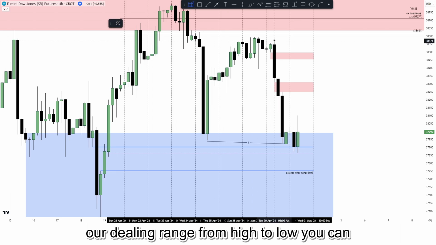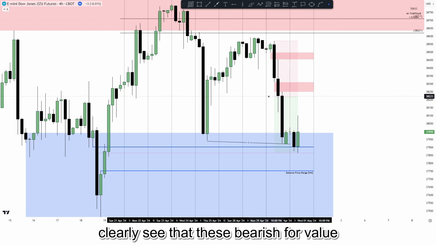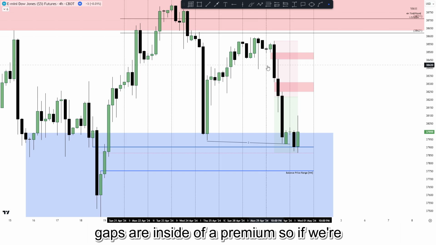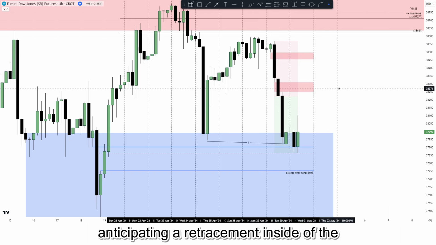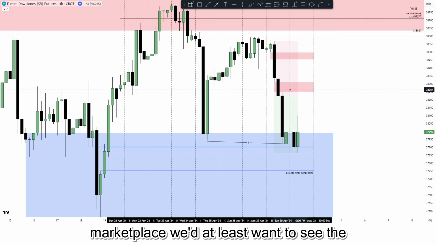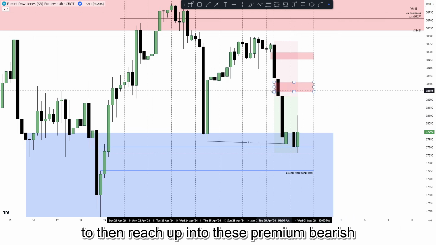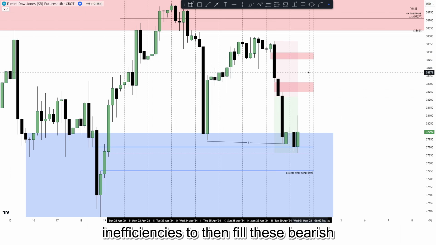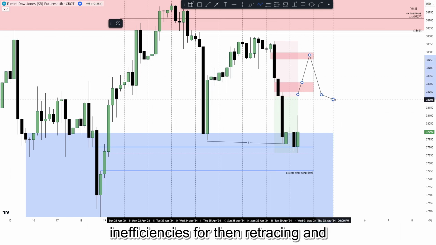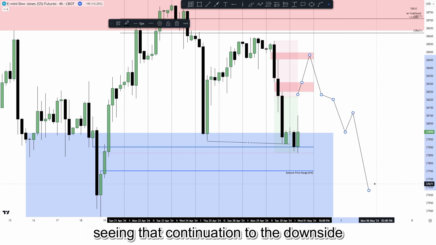And if we extend our dealing range from high to low, you can clearly see that these bearish fair value gaps are inside of a premium. So if we're anticipating a retracement inside of the marketplace, we'd at least want to see the market reach up into that 50% level to then reach up into these premium bearish inefficiencies, to then fill these bearish inefficiencies for then retracing and seeing that continuation to the downside.